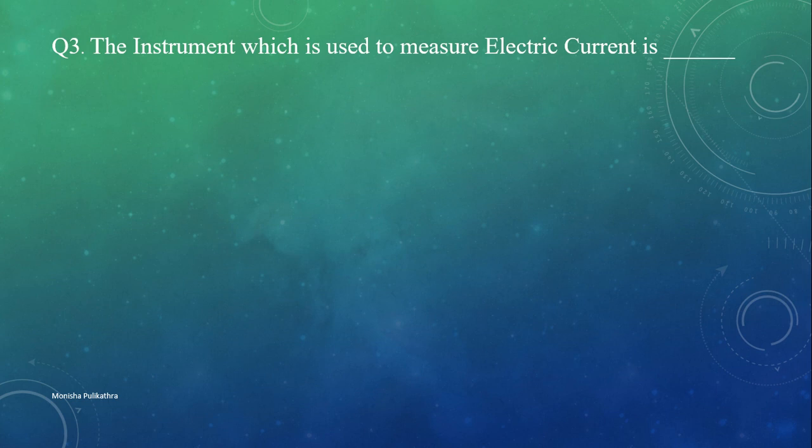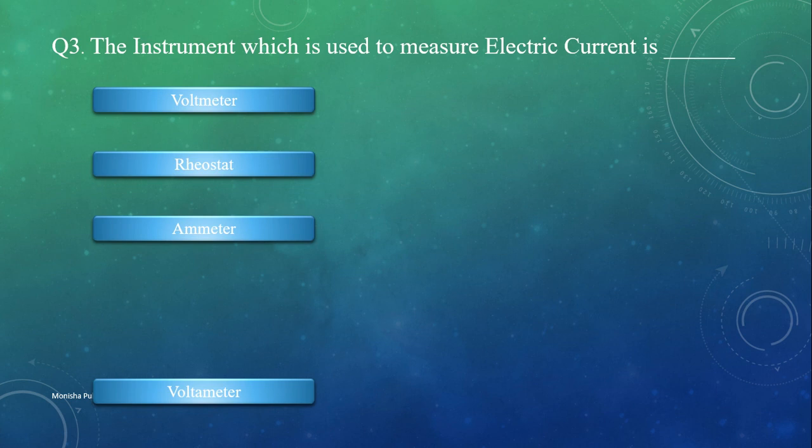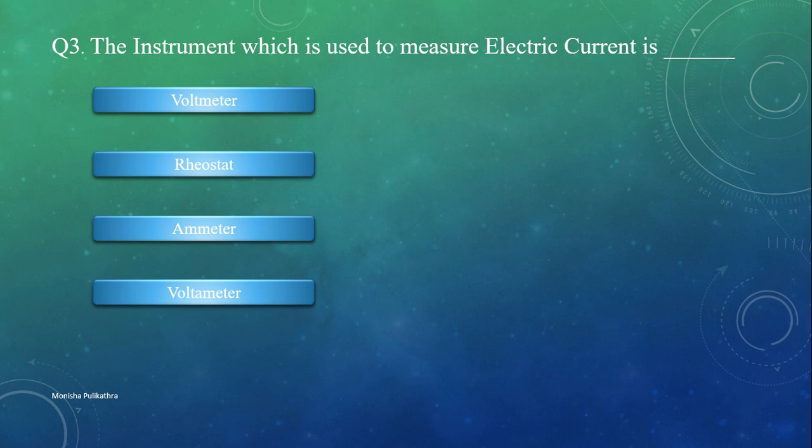The third question: the instrument which is used to measure electric current is dash. Is it voltmeter, rheostat, ammeter, or voltameter? The answer is ammeter. The instrument which is used to measure electric current is ammeter.